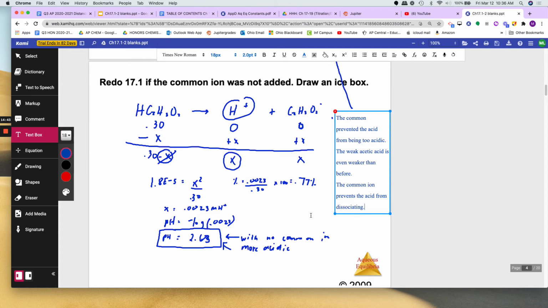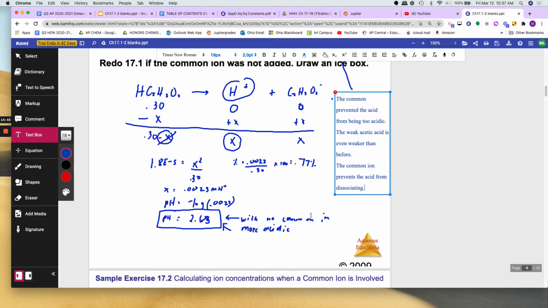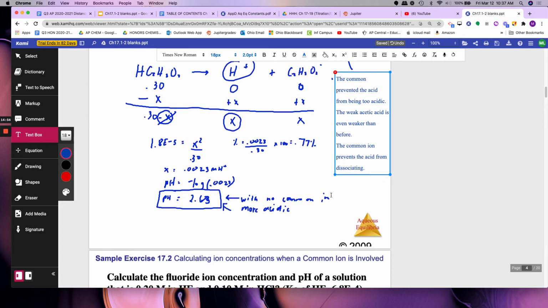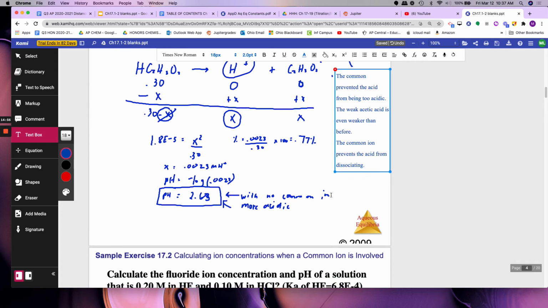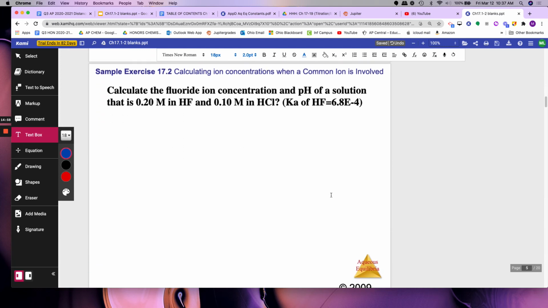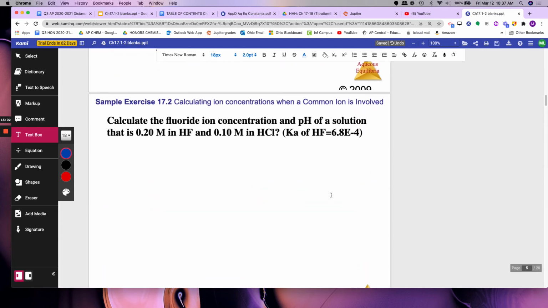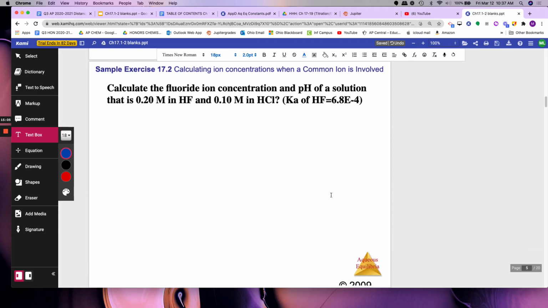Okay, think about walking in a dorm room. Let's say somebody's already in there, so you're gonna go, oh sorry, I can't be in there, somebody's already in there. The same thing with the acid, it can't dissociate because the ion is already in there. Okay, let's go ahead and do one more or two more practice problems. Go ahead and try this yourself. Pause the video.